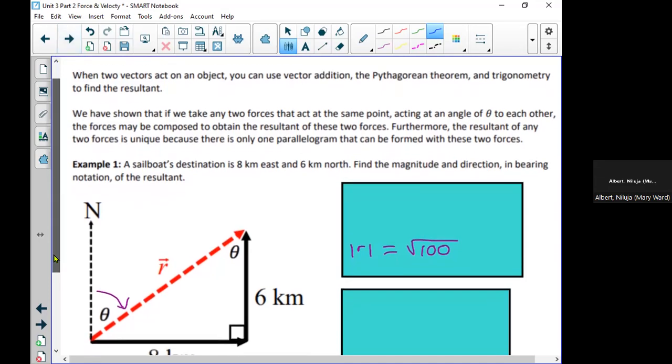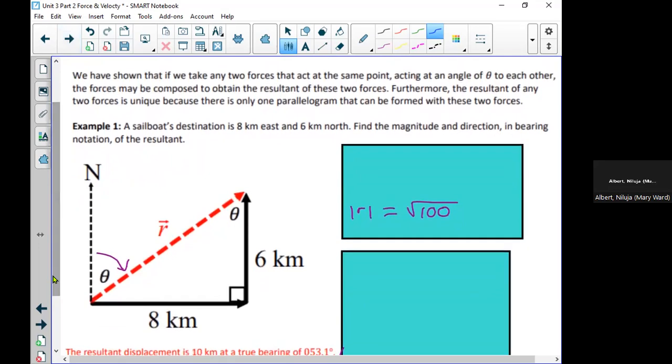So if you can copy example number 1 into your notes. A sailboat's destination is 8 kilometers east and 6 kilometers north. Find the magnitude and direction in bearing notation of the resultant. So I have a vector here that is heading 8 kilometers east and then 6 kilometers north.